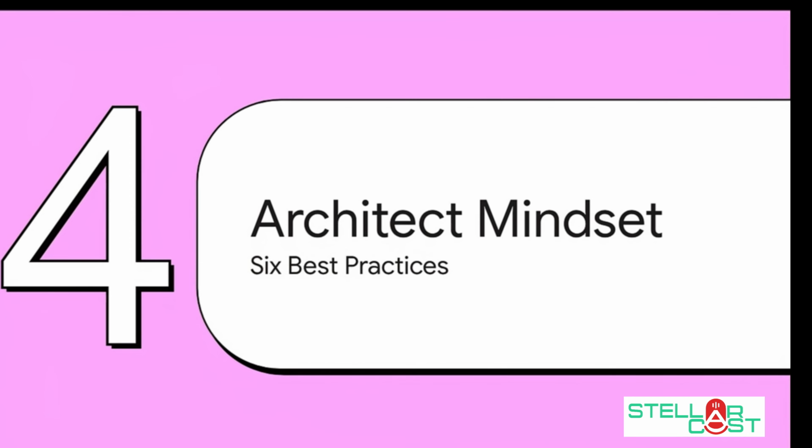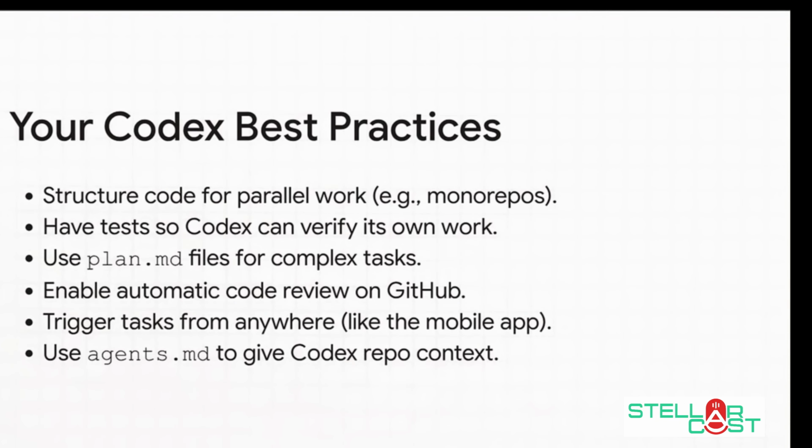Okay, so that sounds great in theory, right? But how do you actually make that shift in your day-to-day work? Well, let's walk through 6 best practices that can help turn that architect thinking into real concrete actions. First, structure your code to allow for parallel work. Monorepos are fantastic for this because they let Codex see how everything interacts. Second, and this one is huge, have solid tests in place. This lets Codex actually verify its own work. Third, for more complex jobs, have it create a plan.md file, which is basically a blueprint you can approve before it starts. You'll also want to enable automatic code review on GitHub. Remember to trigger tasks from anywhere, like your phone, whenever inspiration strikes. And finally, use an agents.md file to give Codex critical context about your repo's specific conventions.